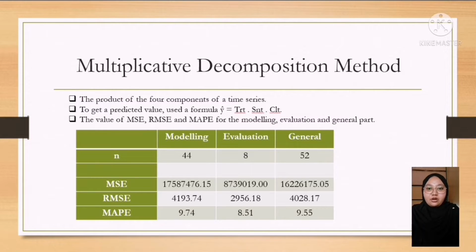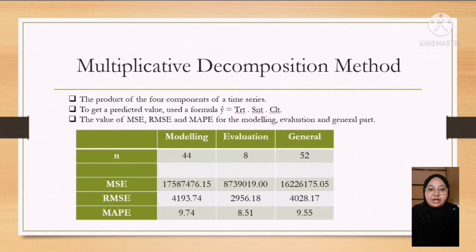The method is a product of the four components, which are seasonal, trend, cyclical, and also irregular. To calculate it, first we must find the seasonal index using the centered moving average. After that, we find the unadjusted seasonal and we remove the irregular component. And then by using the deseasonalized time series, we try to identify the trend component and calculate it using regression analysis. And then the last step is we find the predicted value. After we get the value, we calculate the error using MSE, RMSE, and also MAPE.